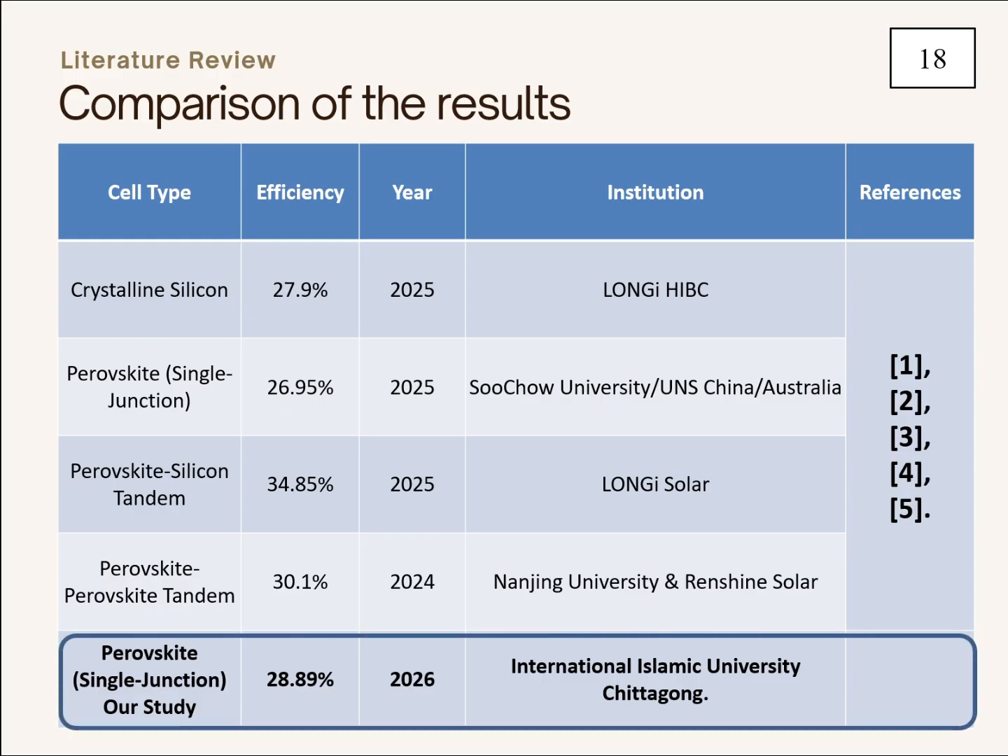Here's the comparison. We can see that crystalline silicon efficiency is around 27.9%, updated in 2025, and Ba3BiCl single junction solar cell is 26.95%. It is actual practical, and Ba3BiCl silicon tandem is 34.85%, and Ba3BiCl tandem is around 30.1%. And our research shows 28.89% for Ba3BiCl single junction, which has been done at International Islamic University Chittagong.